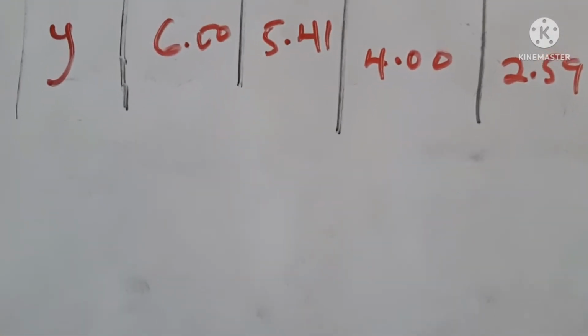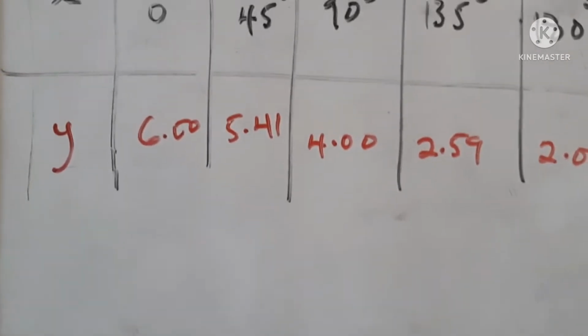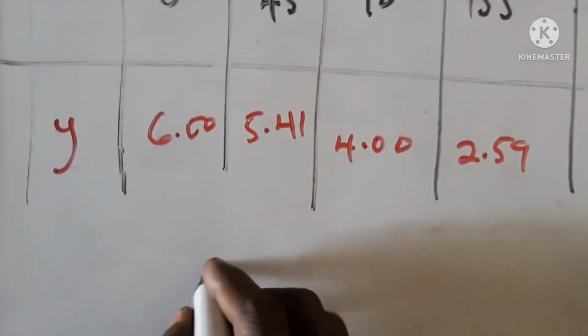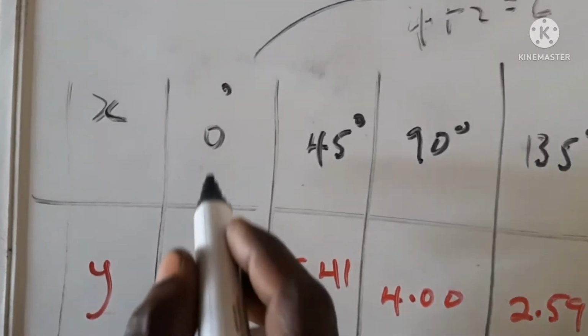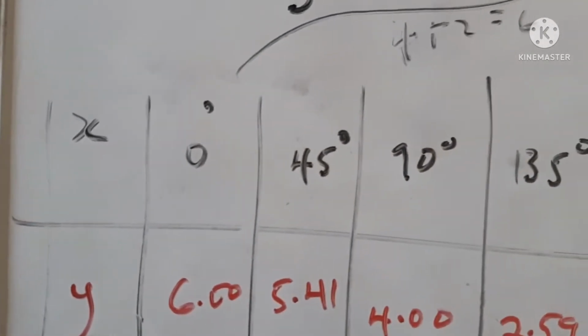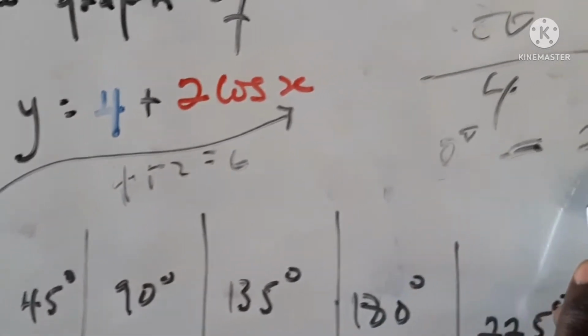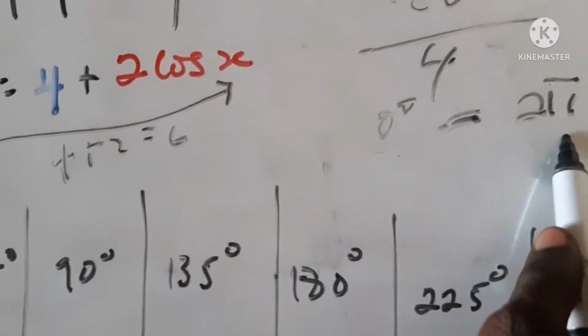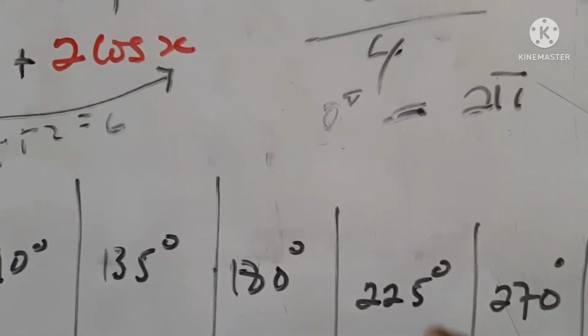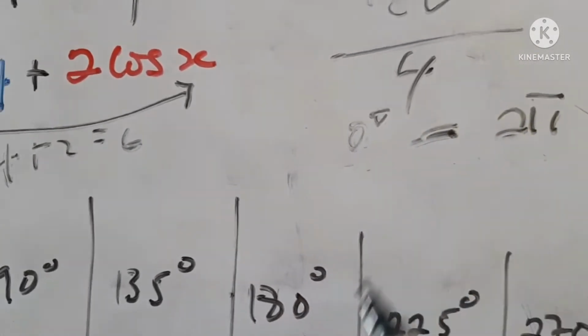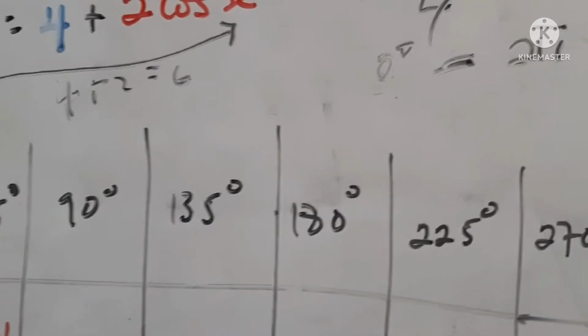So let me demonstrate the graph here. The trick for determining the scale of a graph is using the values of the x. For the x, we are given the interval. That's why we say from 0 to 2 pi, which is the same as from 0 to 360 degrees. I would advise you to use the degrees. So it's from 0 degrees to 360 degrees. That is what we are given.